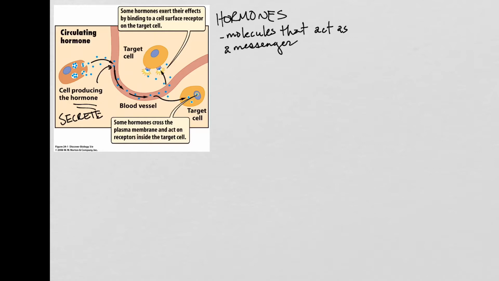So as this hormone travels through the blood, it will do one of two things. It will either attach to a cell surface receptor on a target cell, and that'll cause some series of changes to happen inside of the cell. There's all kinds of things that this could trigger a cell to do. You're going to learn about some of them as we do some specific examples of some specific hormones.